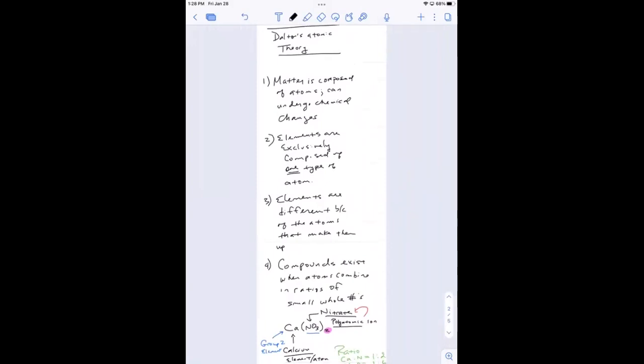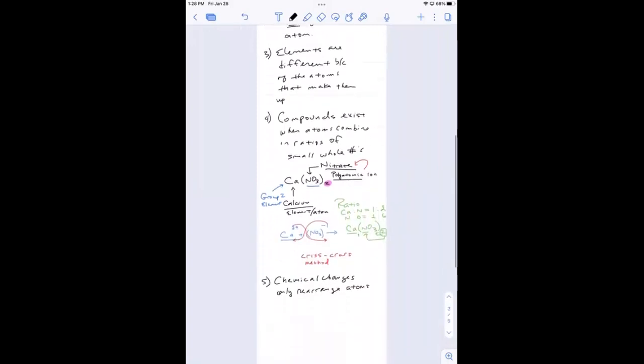Elements are made up of one type of atom. All elements are different from one another because they're all made up of a different type of atom. And then when you make compounds, the pieces that make up the compound are present in small whole number ratios. And anything that undergoes a chemical change will by default have its atoms rearranged, right? So you get something different. All right.